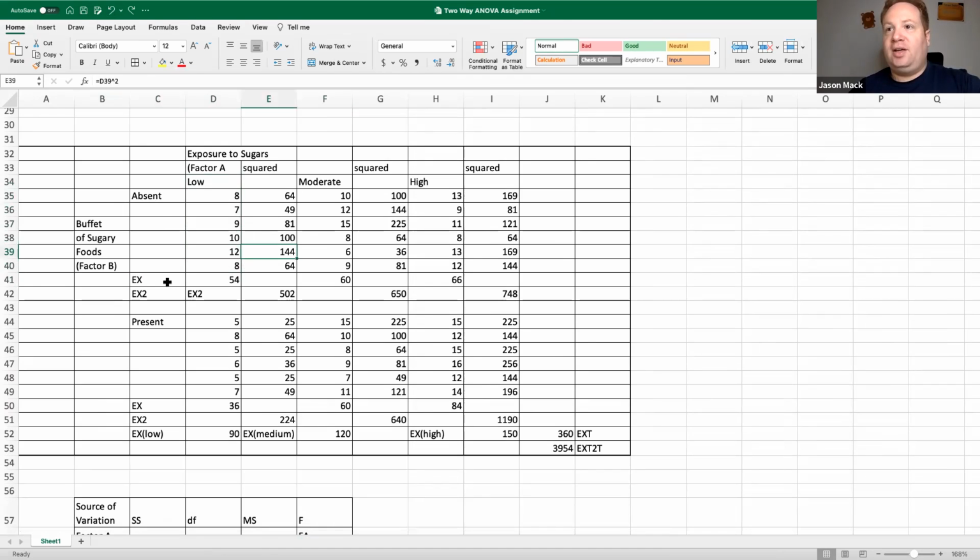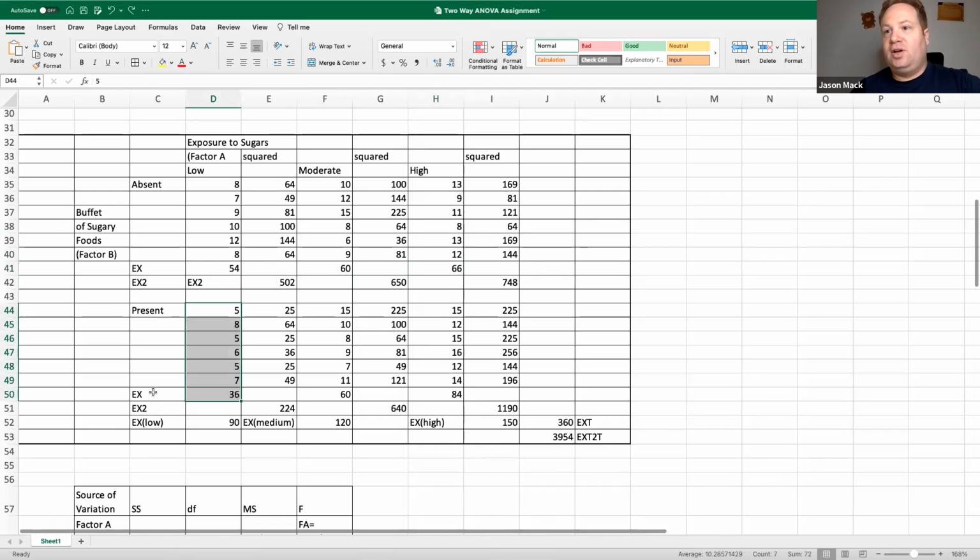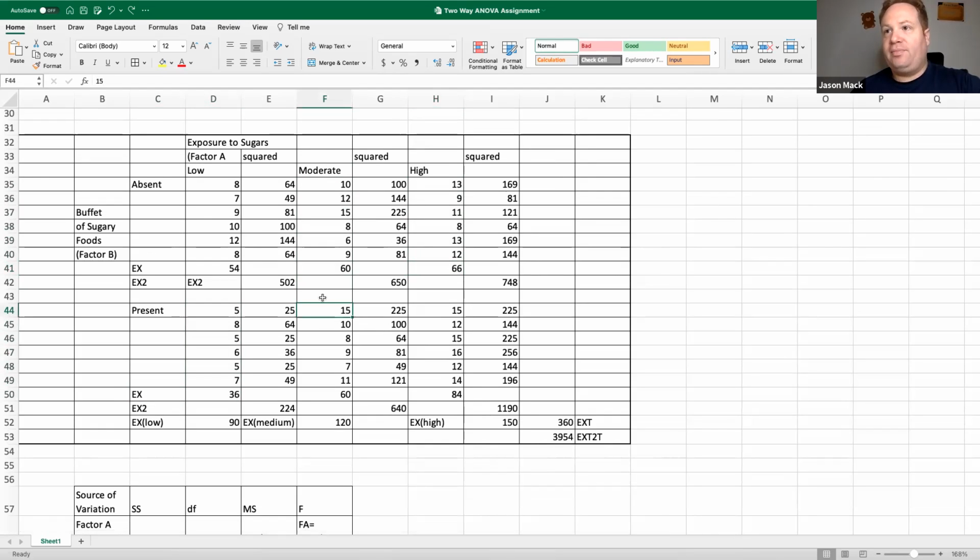The next thing I did is I just did it for all of them. Our moderates, don't worry about these squares yet if you're looking at those, okay? Moderate, we took all of these values, summed them, we got 60. High, took all of these values, summed them, we got 66. That's for the absent condition. Then I did the same thing with present. I summed all of these, got the sum of the values, summed all the moderate, and if it'd be easier, we could just write low, moderate, high, just so that's right in front of you, okay? And you might as well write the squared right here too, just so you have it. Don't worry about squared yet, I'll explain that in a moment.